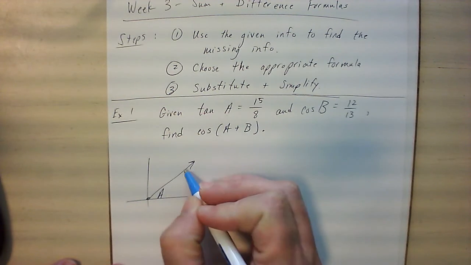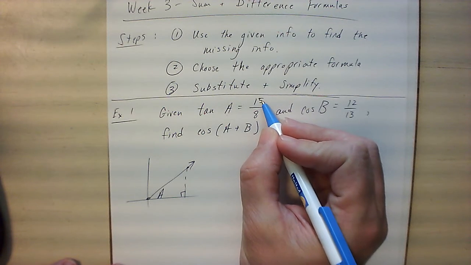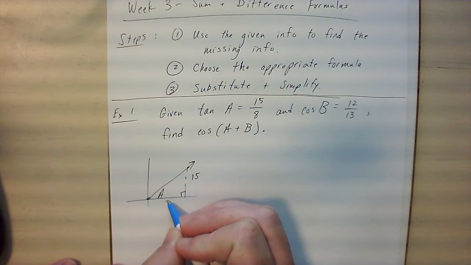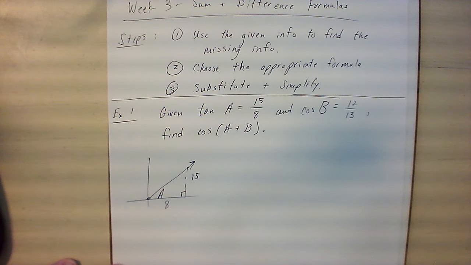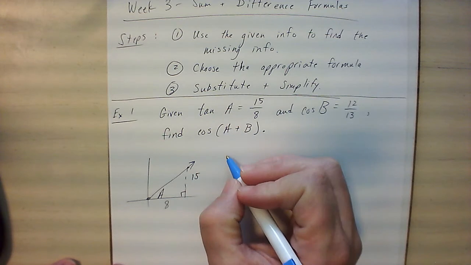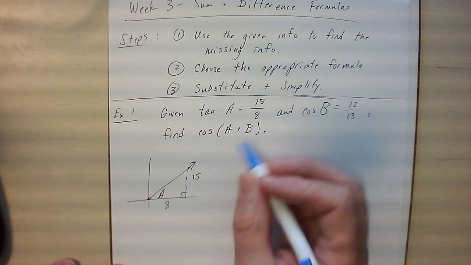Okay, so we've got angle A. If tangent is 15/8, that means this is the opposite of angle A, and this is adjacent. So 15/8 needs to go here. But for the formula, we need more than that. We need the sine of A and cosine of A. So that's what we need to find once I find out this hypotenuse.